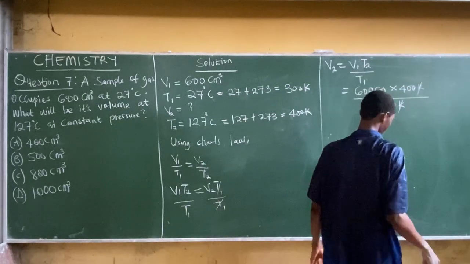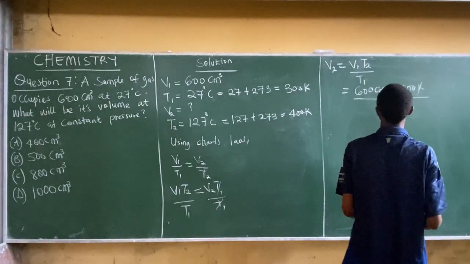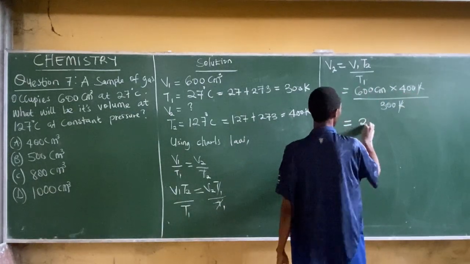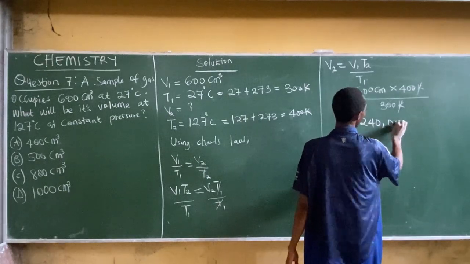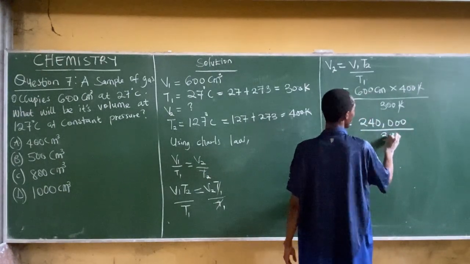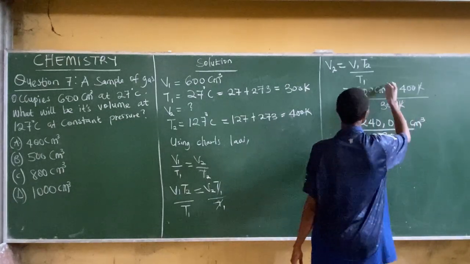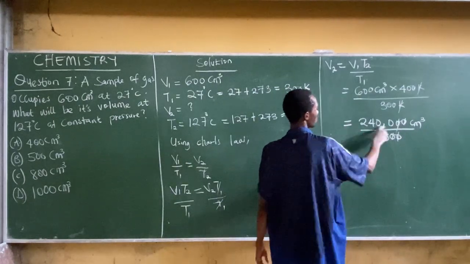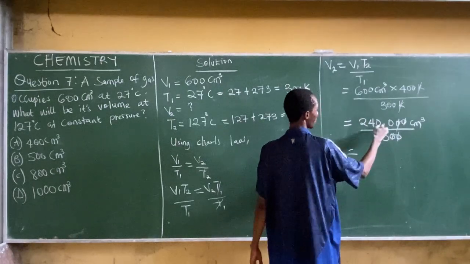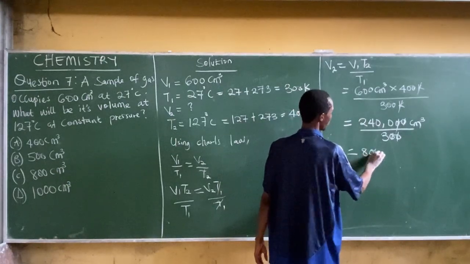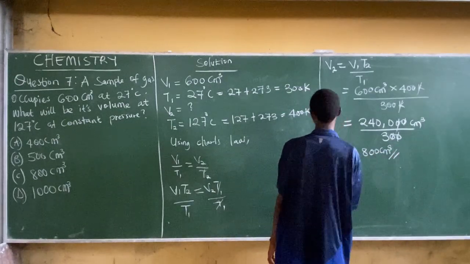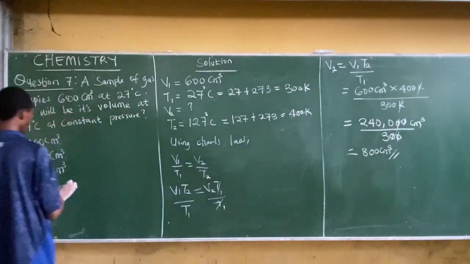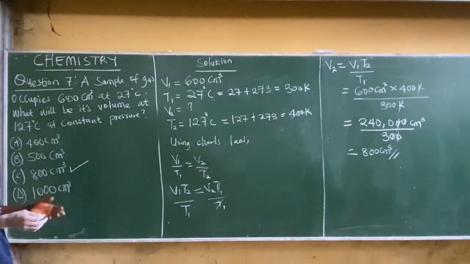Kelvin here will cancel this. They will go out. We're left with 600 cm cube times 400. It will give us 240,000 divided by 300. This is cm cube. This divided by this, 2,400 divided by 3, will give us 800 cm cube. This is our final answer. The correct option here is option C, which is 800 cm cube. Let's move on to the next question.